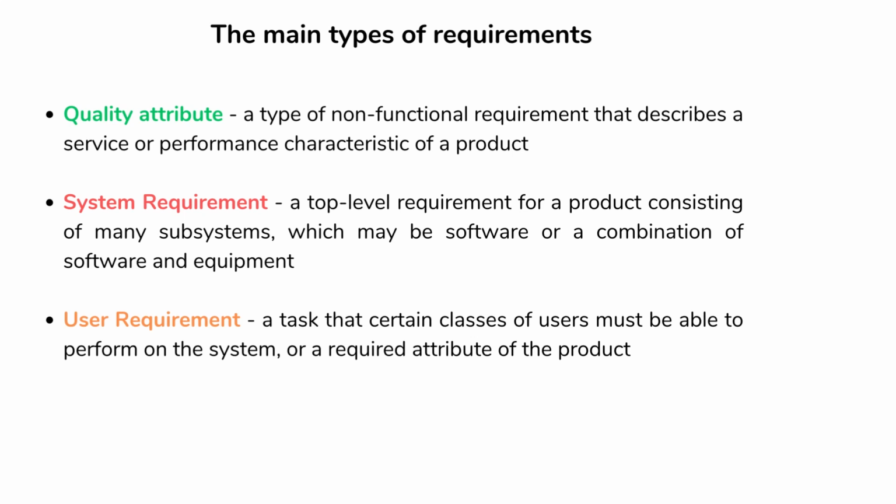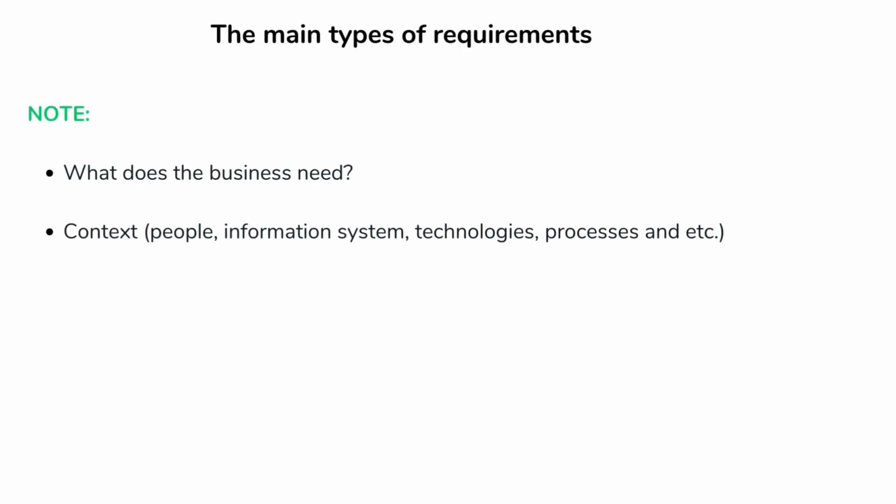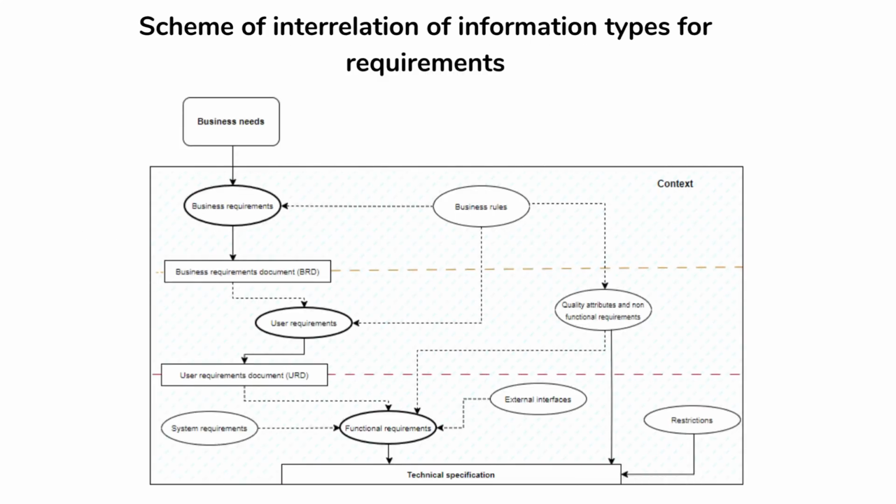You also need to consider the business need. What does the business need? And the context, which is the people, information systems, data, technology, processes, and anything else that affects the business need in one way or another. A look at the scheme of the interrelation of information types of the requirement. Today we will only talk about the business level.